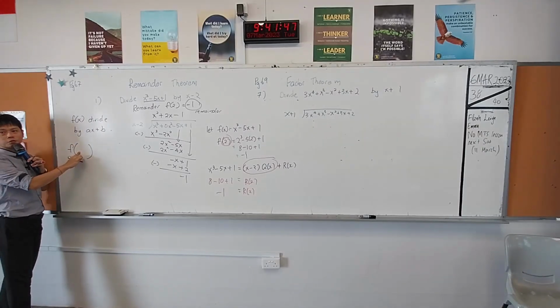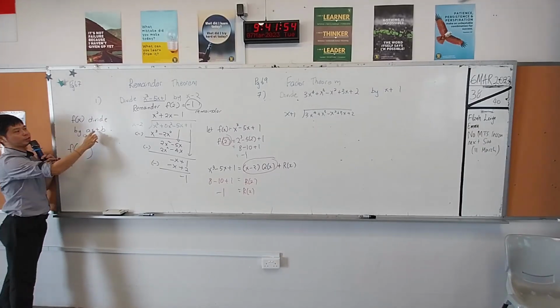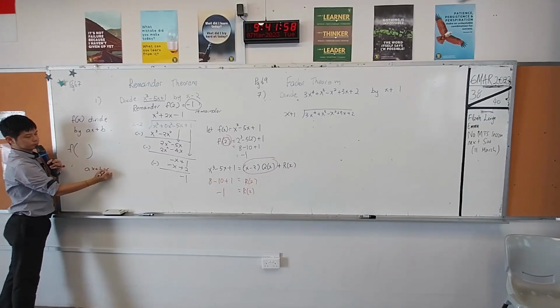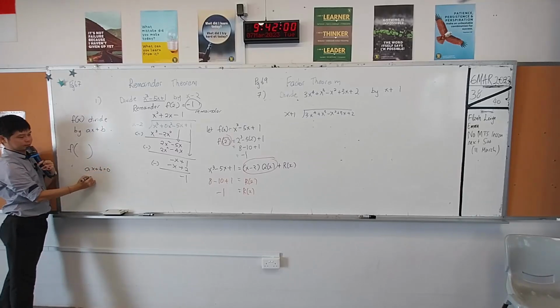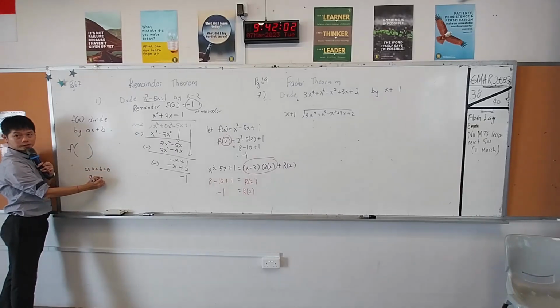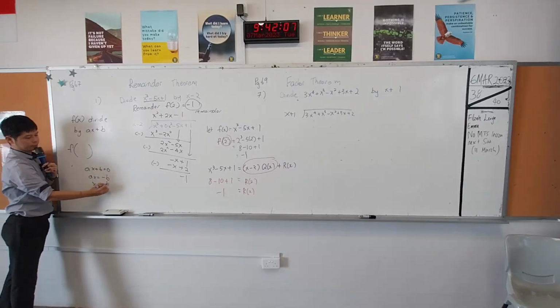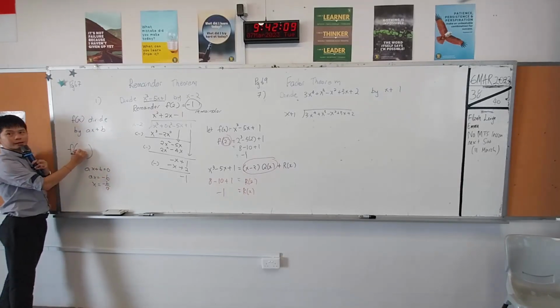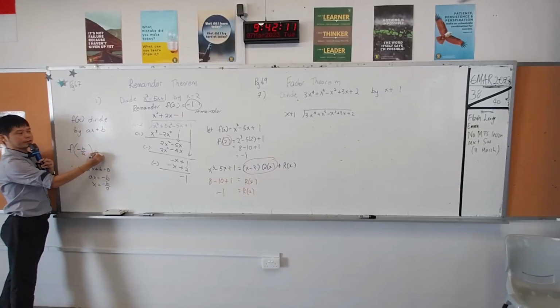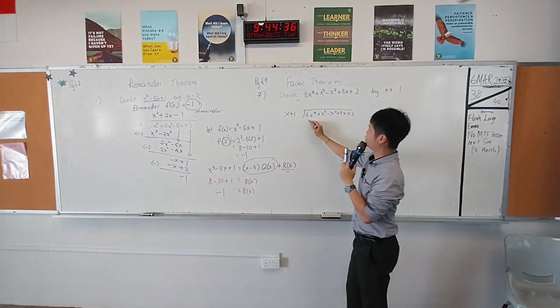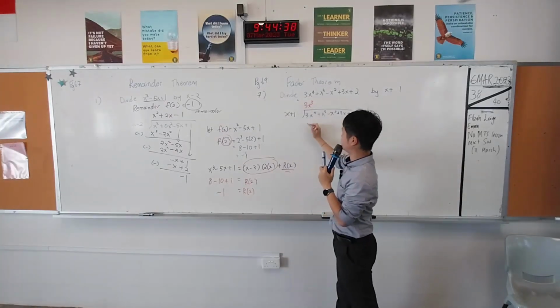If I have a function here and I divide by ax plus b, what can I sub in here in order to find the remainder? We let ax plus b equal to 0. Bring over, ax equals negative b, x equals negative b over a. If we sub in negative b over a, we will get the remainder. That's the theorem. So now I will have 3x cubed. Let me do it a bit quickly.